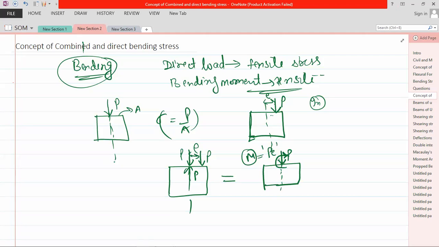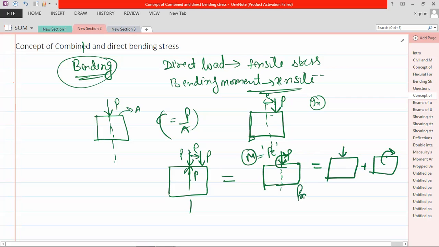and it is acting compressive in nature, and this portion has a couple, a clockwise moment, that will tend to compress this part and elongate this part, if you can see that. Now, that means this system can be considered as a load acting and a couple acting at the center. Now you can apply the principle of superposition.